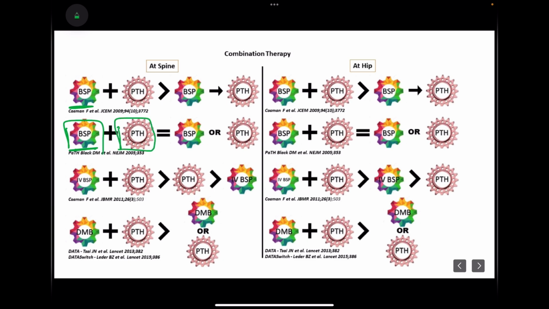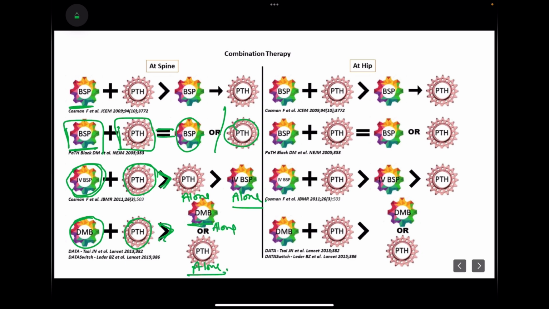Okay, so this slide is showing that whenever a patient is already receiving a bisphosphonate, if we combine the bisphosphonate with teriparatide, the effect is the same as bisphosphonate or teriparatide alone. But whenever an IV bisphosphonate is combined with teriparatide, the effect will be better than teriparatide alone or IV bisphosphonate alone. And similarly, denosumab with teriparatide, the effect is better than denosumab alone or teriparatide alone.